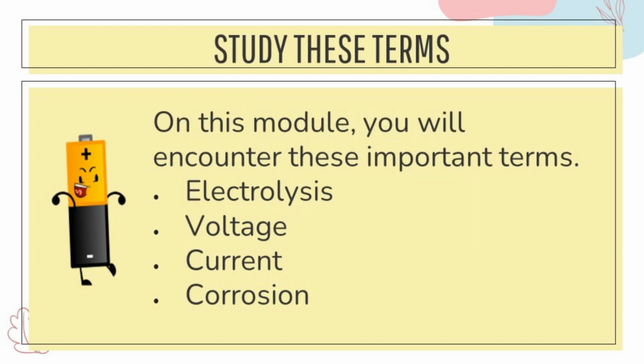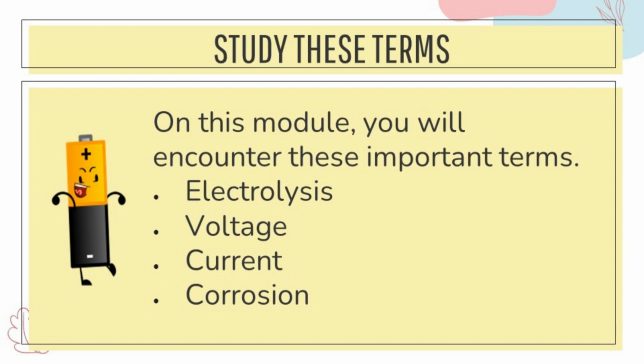Next, we have here our study terms. In this module, you will encounter these important terms. Number one, electrolysis. It is the chemical change produced by passing an electric current through a conducting solution or a molten salt. Our primary goal in electrolysis is to break down substances into simpler substances with the application of electric current. Next, we have the voltage. It is the potential difference between two half cells. It is also the amount of energy that drives a certain reaction.